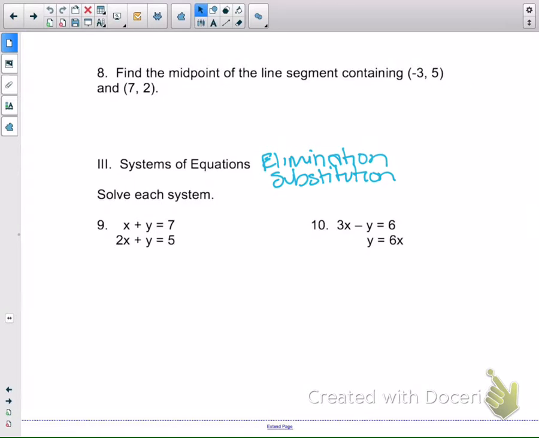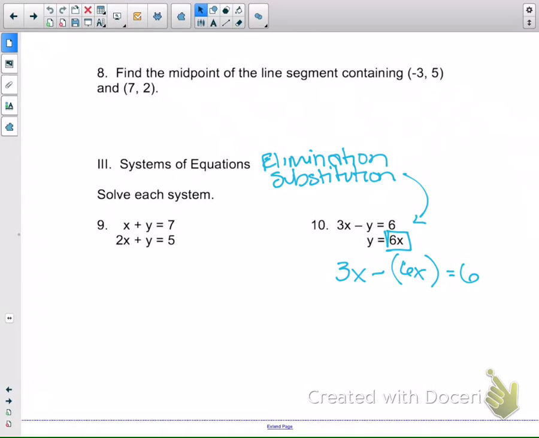10, I would say, is the best for substitution, and here's why. Look at the second equation. What's the second equation solved for? Y. Y is already equal to something, which means that the way we do substitution is we take what y is equal to, we go to the top equation, we take out the y, and in place of the y, we put what y is equal to, which in this case is what?